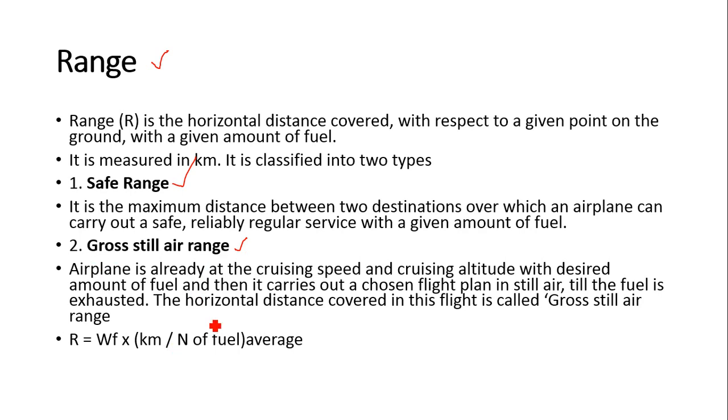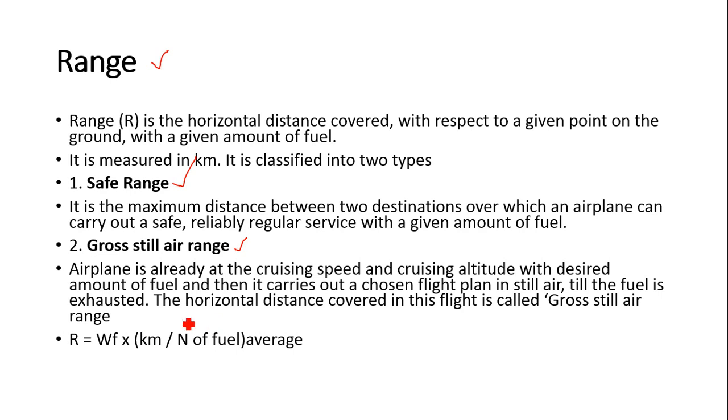The second one is the gross still air range. It is the horizontal distance covered by an aircraft during the flight, with the fuel exhausted. That means the aircraft has one full amount of fuel, and it will fly until the fuel is exhausted. That much is the gross still air range.